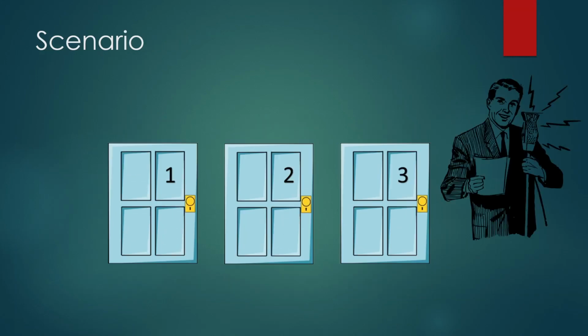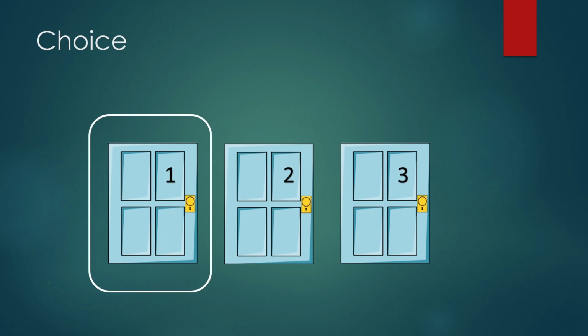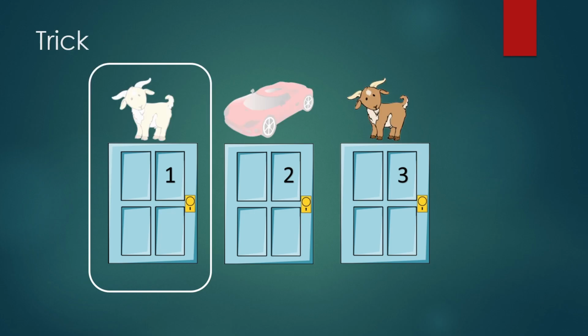The game show host Monty asks you to pick one door. Let's say you pick door number one. After you pick a door, Monty opens one of the other two doors to reveal a goat. You are then given the option to stick with your original choice or switch to the remaining unopened door. The big question is, should you switch or stay to maximize your chance of winning the car?